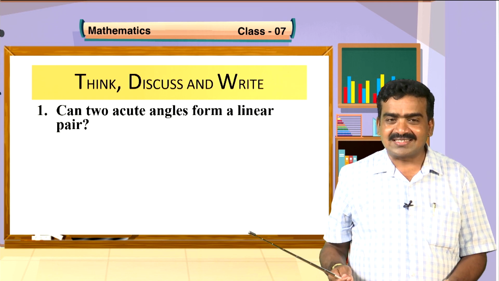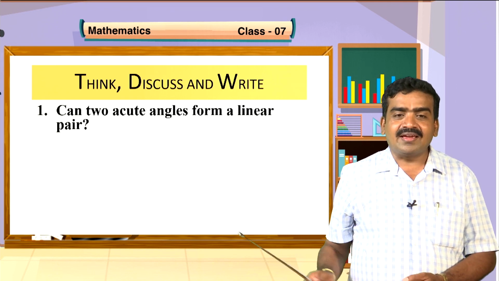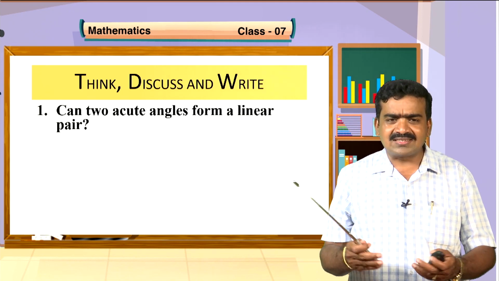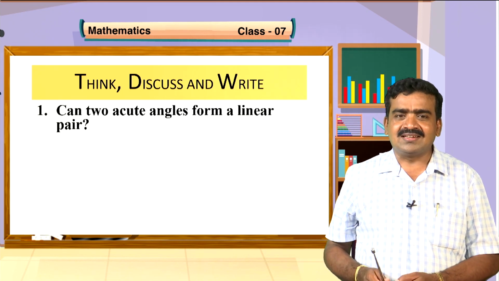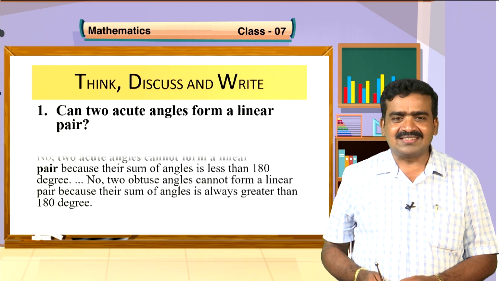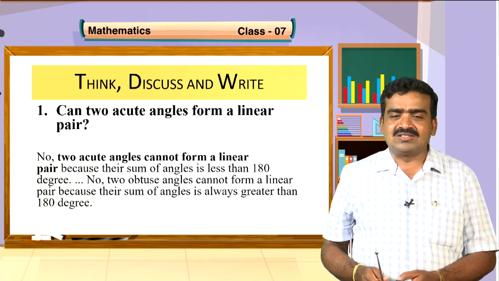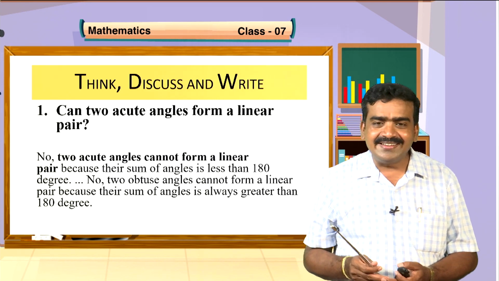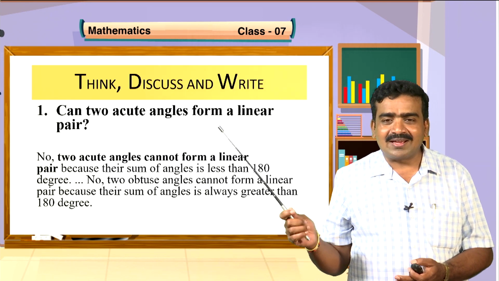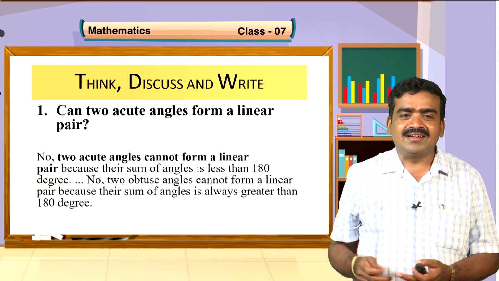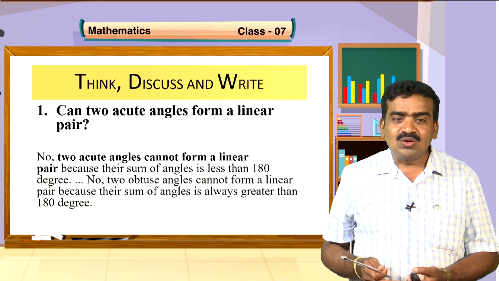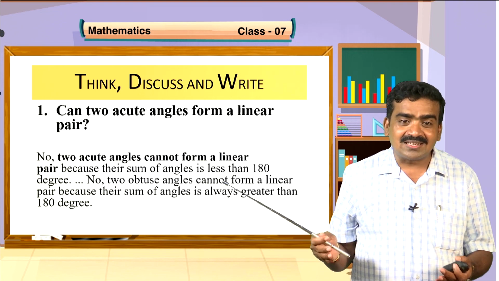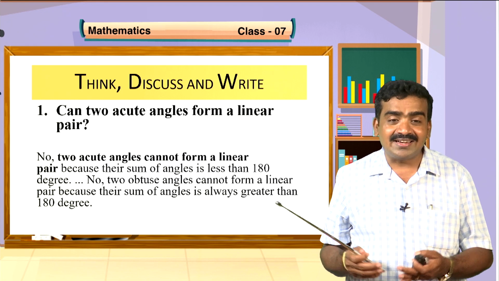Think, discuss and write. Can two acute angles form a linear pair? Let us test by considering two different acute angles. If we consider 60 degree and 30 degree, what will we get? 90 degree. But a linear pair consists of 180 degree. Therefore, our answer is no. Two acute angles cannot form a linear pair because their sum is less than 180 degree.